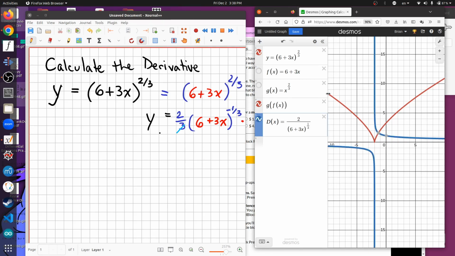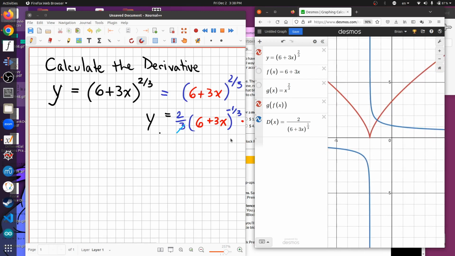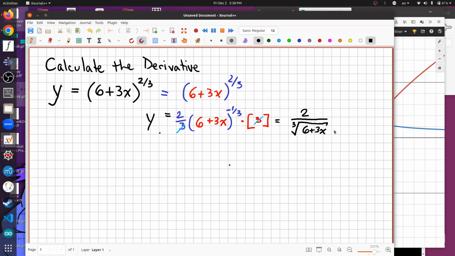Does this make sense? The slope is negative and becoming more negative. It's even diving down toward infinity. Here I see a negative number, and it's diving down toward -infinity. And to the right of -2, we have the opposite behavior. So that makes sense, and it looks like our procedure has worked out for finding the derivative of this function as 2 over the cube root of 6 plus 3x.